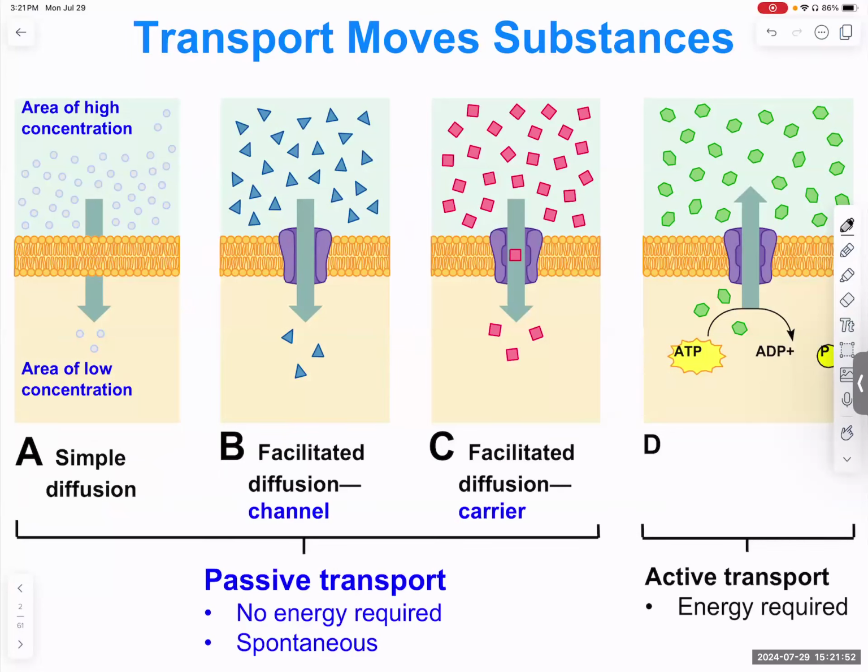Transporting substances across the membrane. All right. So we started talking about passive transport and active transport briefly. And now we're going to get into them in detail. So passive, you're going to have simple diffusion, you're going to have facilitated diffusion, and then active transport requires energy. And we're going to talk about the different forms of active transport.